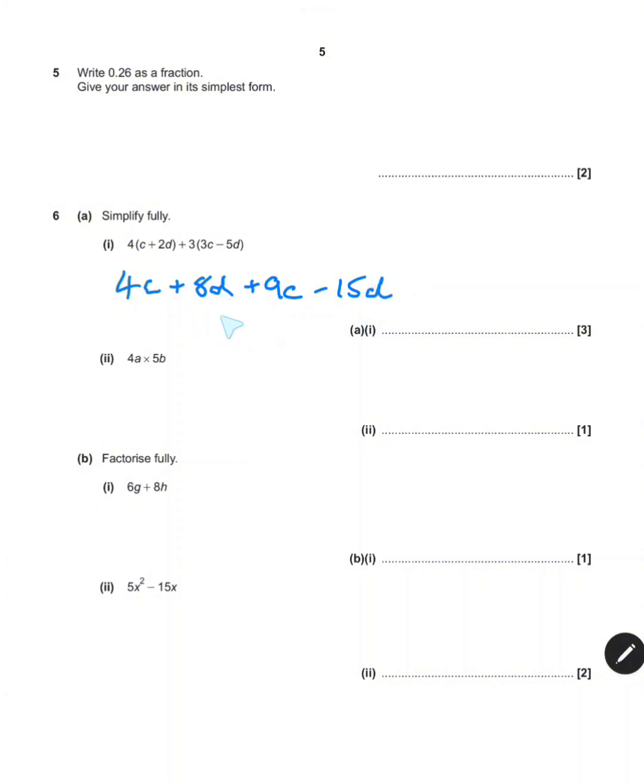Let's make sure we collect any like terms. 4c added to 9c is 13c. And 8d, take 15d. You're starting with 8. You're taking 15 away. That's going to be negative 7d. Part 2, we've got to do 4a times 5b. Well, 4 5s are 20. And a times b is ab.